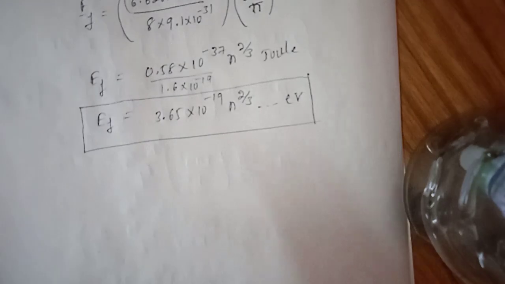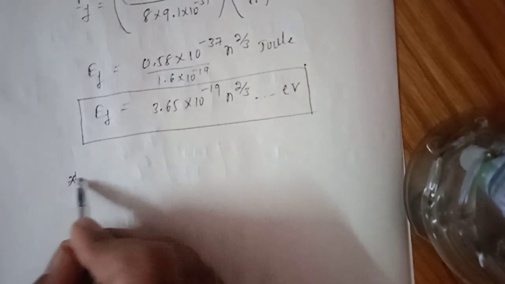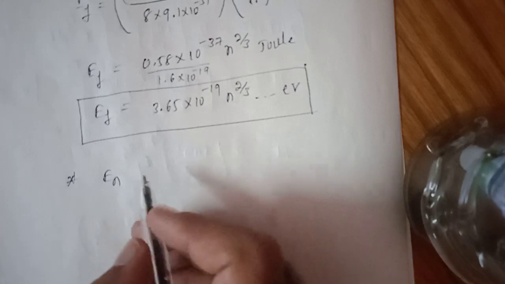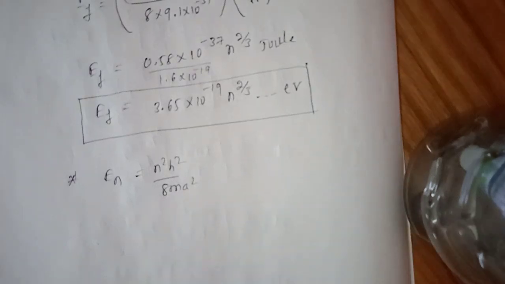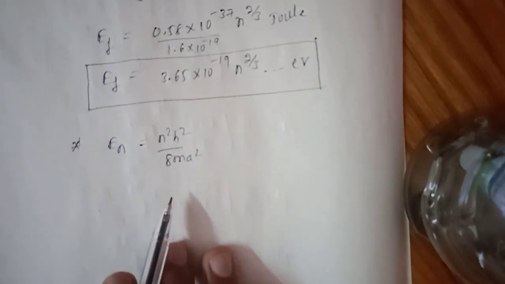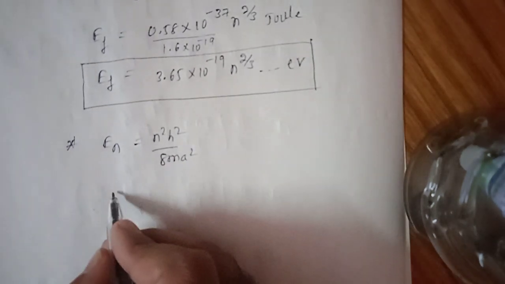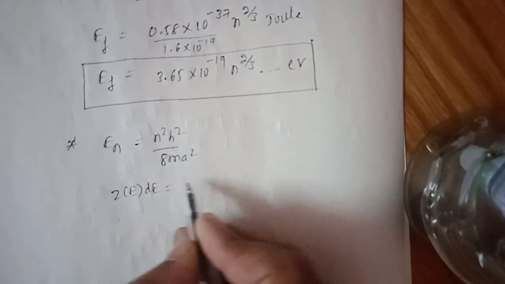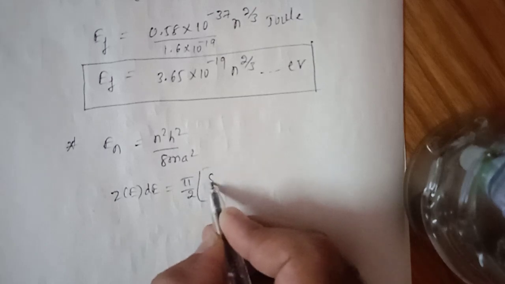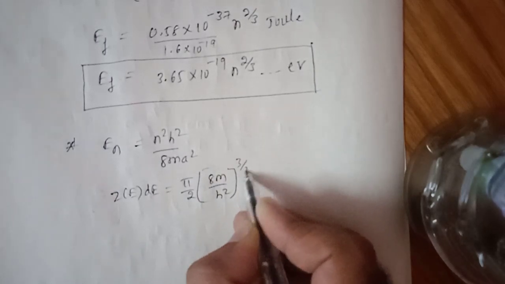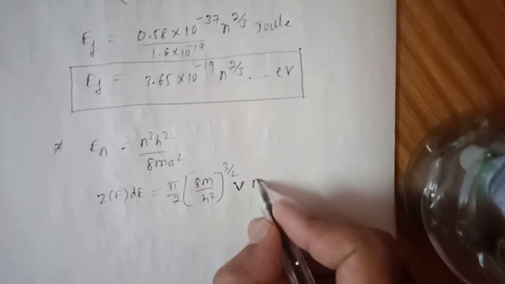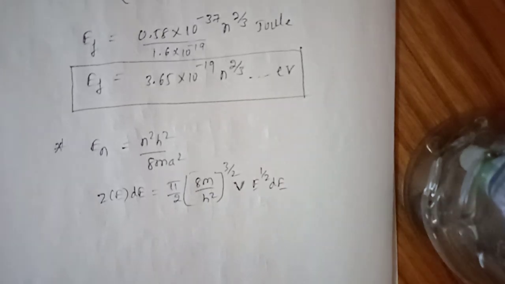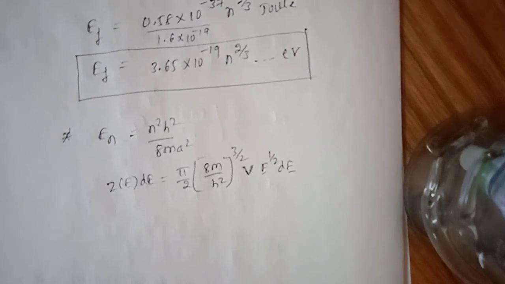So in a single derivation here, we have calculated the energy quantization using the Schrodinger wave equation. So the summary of the topic. We arrived at an expression for energy quantization, that is En is equal to n square h square divided by 8 m l square, using the Schrodinger wave equation. Based on this expression, we derived the density of states expression. We derived Z of E into dE, which is equal to pi by 2, 8m divided by h square to the power 3 by 2, the volume element, and E power half into dE. This is the number of available energy states in the energy range E to E plus dE.